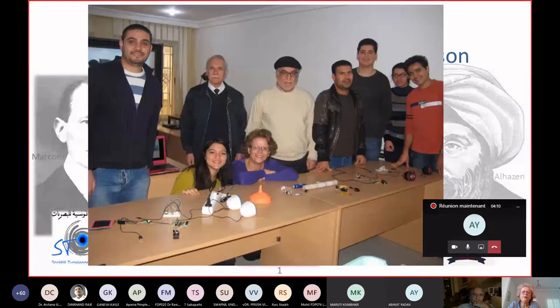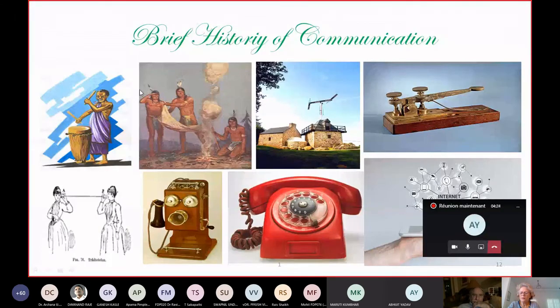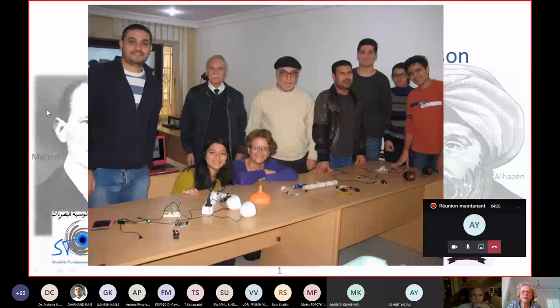Okay, this is the group of the students. These three, and this girl, are students. Here are the two teachers, and those are technicians with other persons, and I am there.